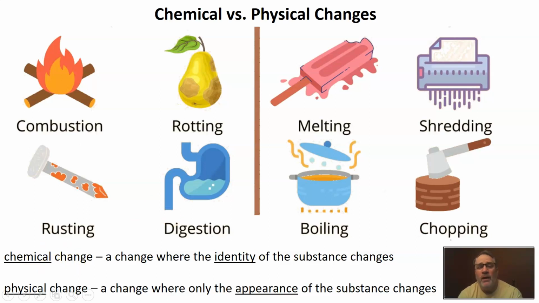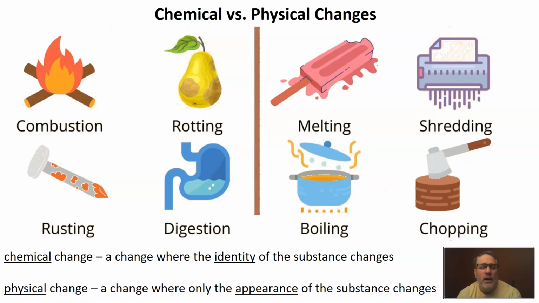In other words, before the change, we would have one type of substance. After the change, we would have a new type of substance. Okay, let's compare that to these examples of physical changes. Physical changes are things like melting. Here we have some ice cream that is melting. Here we have some paper that has been shredded. This is an example of a physical change. Here we have some soup or some water that's boiling. And here we have some wood that has been chopped.